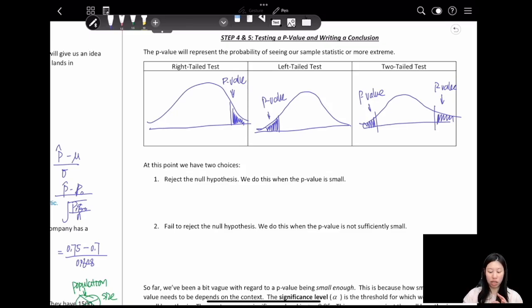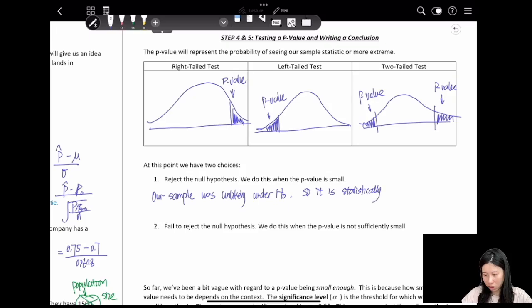We can use another way to think about it. When is the p-value going to be really small? When it's really far off from the center. The further from the center, the less likely it is to happen. So when the p-value is small, our sample was unlikely under our null hypothesis, so it is statistically significant. We reject the null hypothesis.